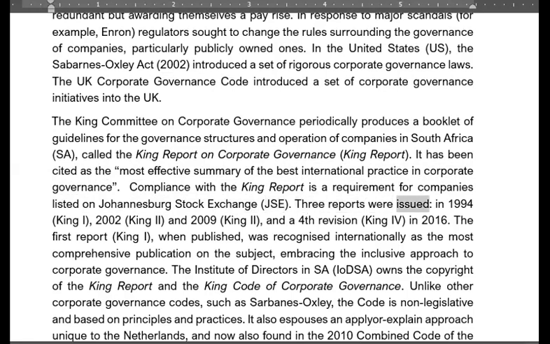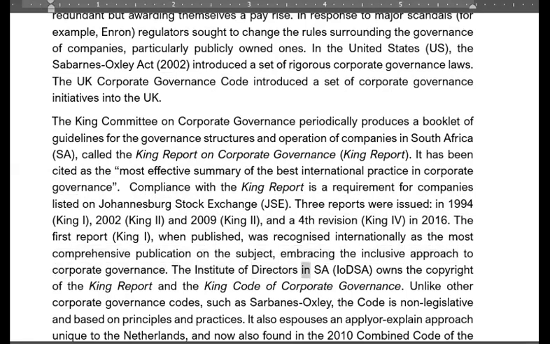Four reports were issued: in 1994, King I; in 2002, King II; in 2009, King III; and a fourth revision, King IV, in 2016. The first report, King I, when published, was recognized internationally as the most comprehensive publication on the subject, embracing the inclusive approach to corporate governance.